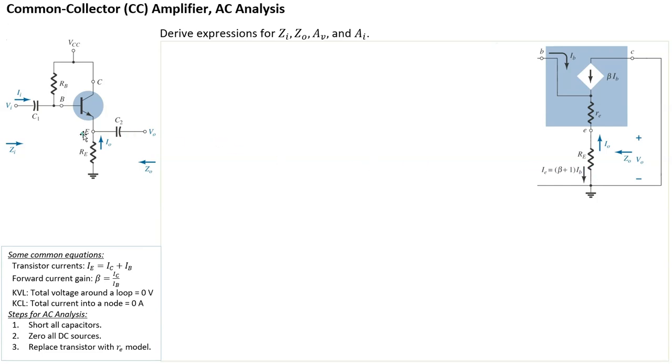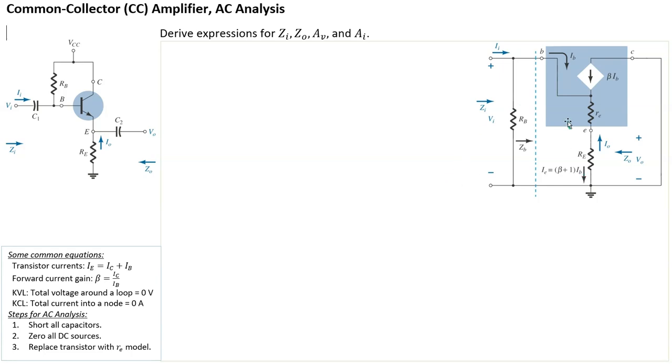Next, we look at the input side. It's fairly straightforward. VCC is going to be 0 volts, which means the top part of RB is going to end up at ground, and the other side of RB will remain at the base, and then C1 becomes a short. So, like so. You have RB between the base and ground, and you have the input signal and also the input impedance seen from this side going in.